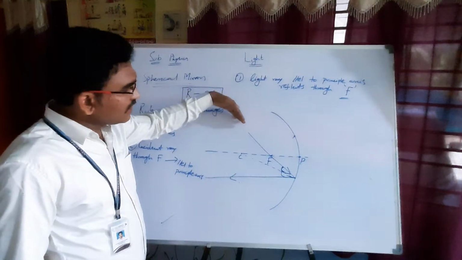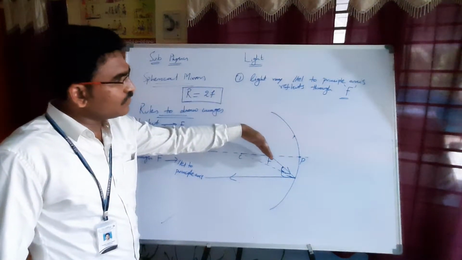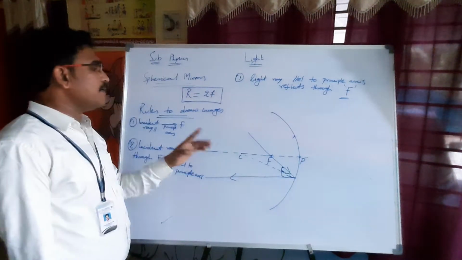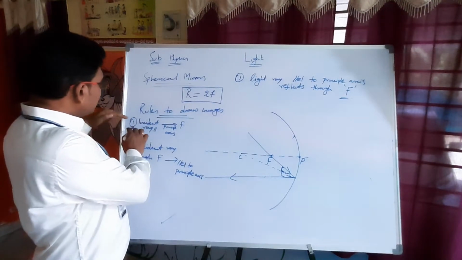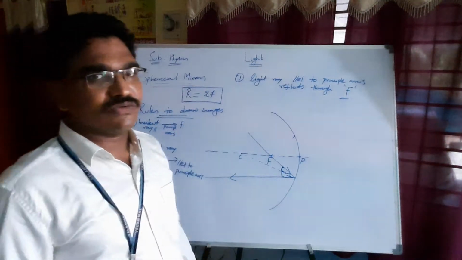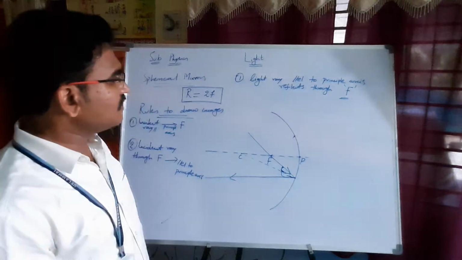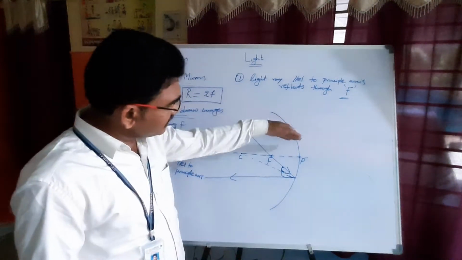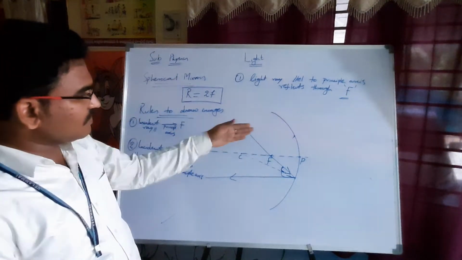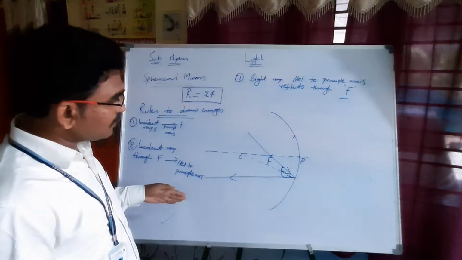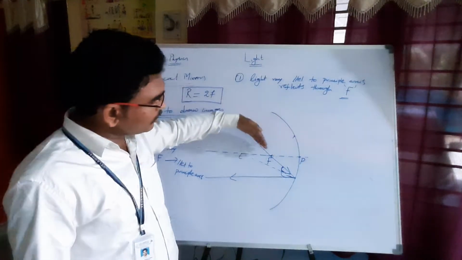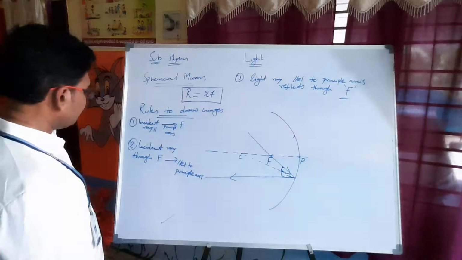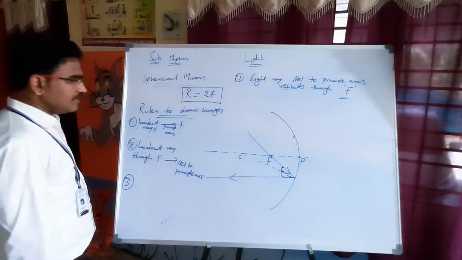Now a light ray passing through the principal focus, that is passing through F, will reflect parallel to the principal axis. So 1 and 2 are converse statements, which follow the principle of reversibility of light. When the light ray is parallel to the principal axis, after reflection it passes through the principal focus. A light ray passing through the principal focus, after reflection goes parallel to the principal axis. This is rule 2. Then let us discuss rule 3.